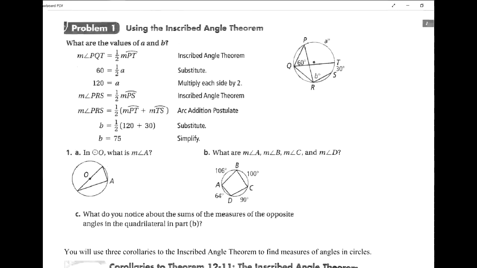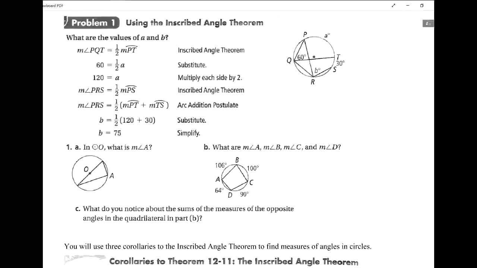Okay, let's look at how we use this. We want to know all sorts of unknown things. Well, I see some inscribed angles. I see many of them. Now be careful here. Segment QT is not a diameter because it does not pass through the center of the circle. So we want to find the values of A and B. I bet we can find a lot more than that.